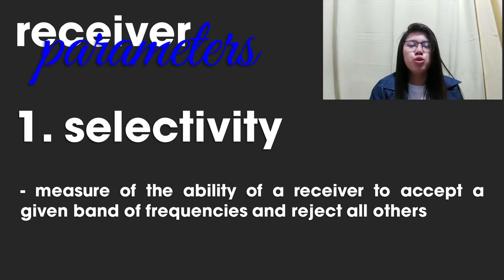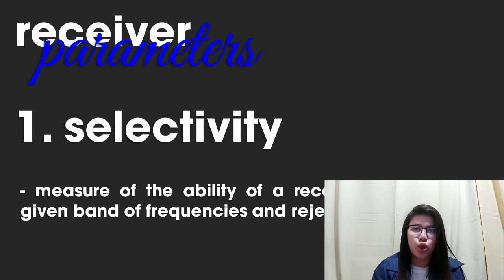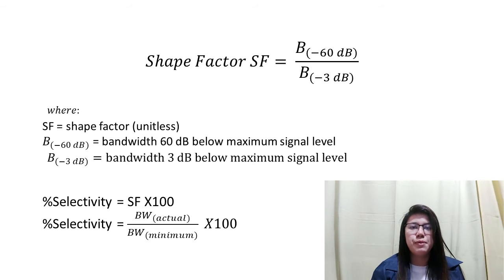The ratio of these two bandwidths is called the shape factor and is mathematically expressed as: shape factor is equal to the bandwidth 60 decibel below maximum signal level over bandwidth 3 decibel below maximum signal level. Then, percent selectivity can be calculated by multiplying the shape factor by 100, or by dividing bandwidth actual by bandwidth minimum and multiplying it by 100.